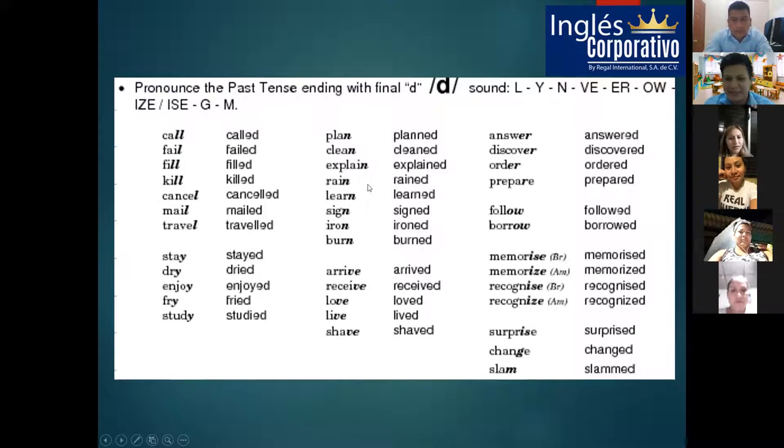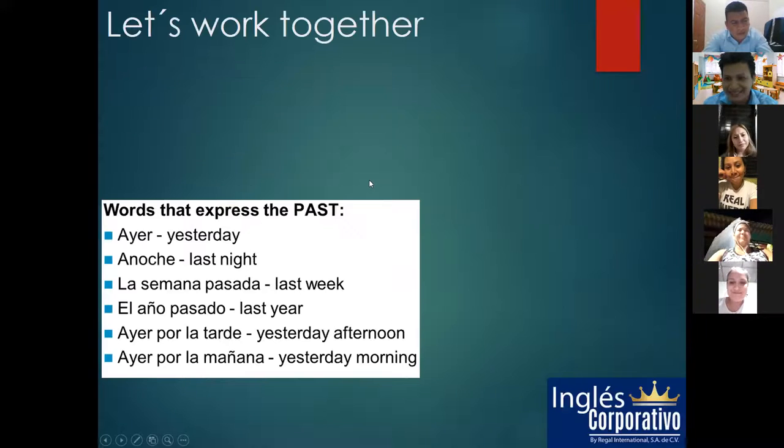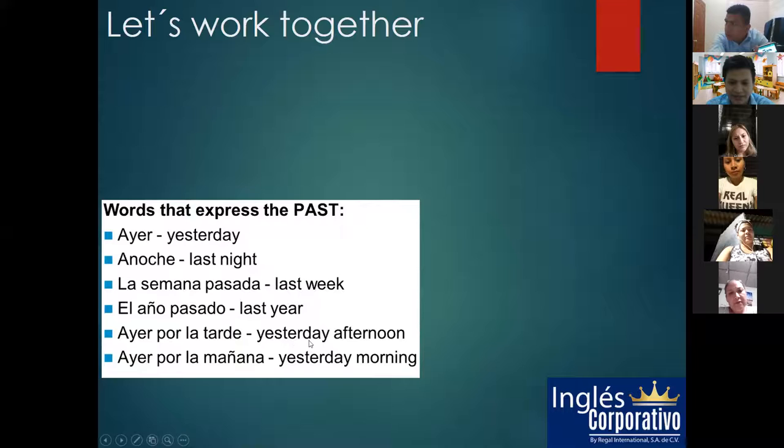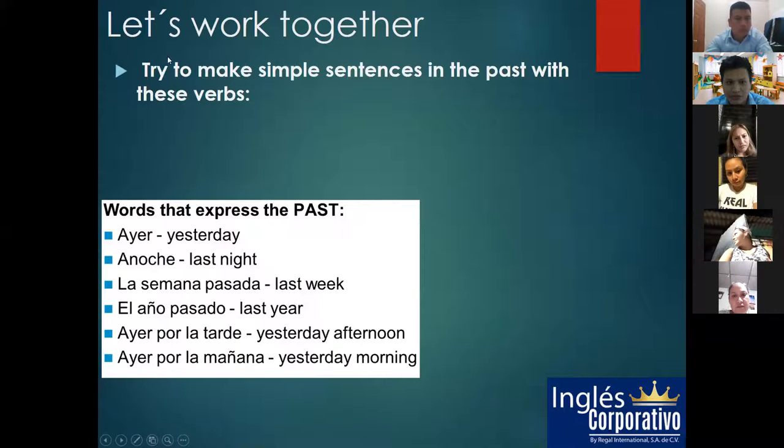Okay, después de ahí de las muecas y todo lo chistoso que hicimos, continue with today. And let's work together, right? We got the words that express the past. Yesterday, last night, last week, last year, yesterday afternoon, yesterday morning, and so on, right? Very nice. What you're gonna do? Try to make simple sentences in the past with these verbs. Van a intentar hacer oraciones en pasado simple con estos verbos.